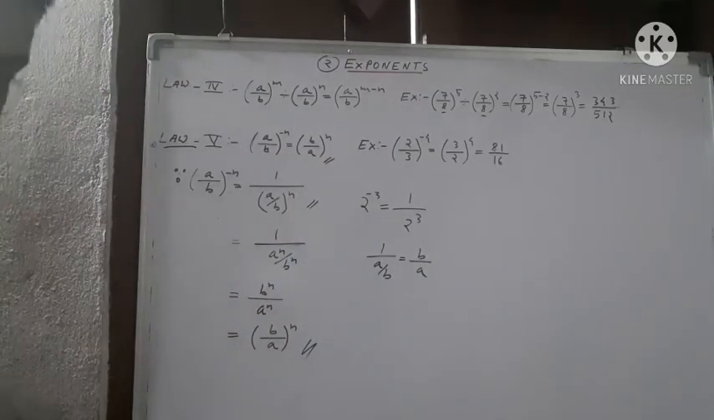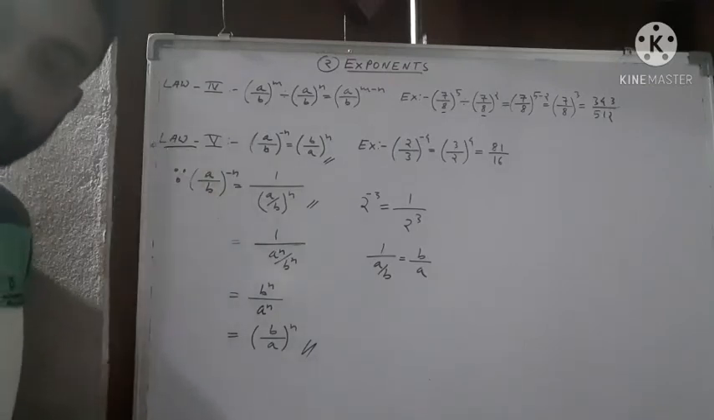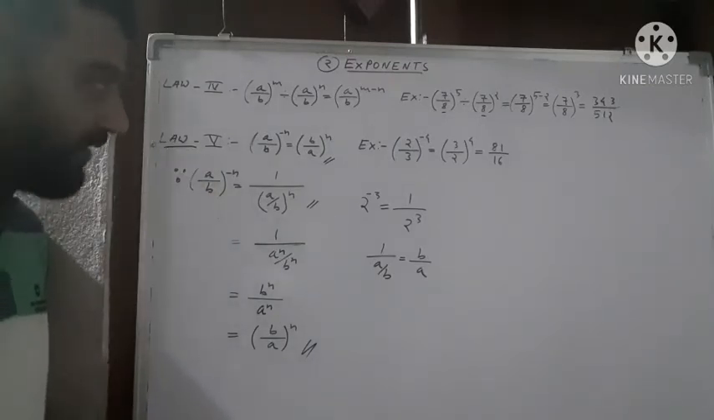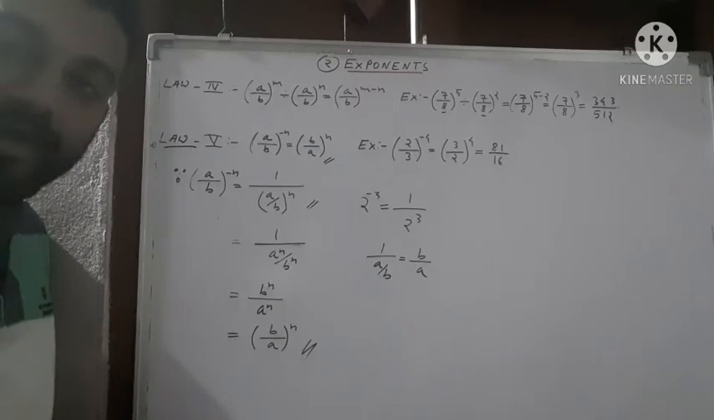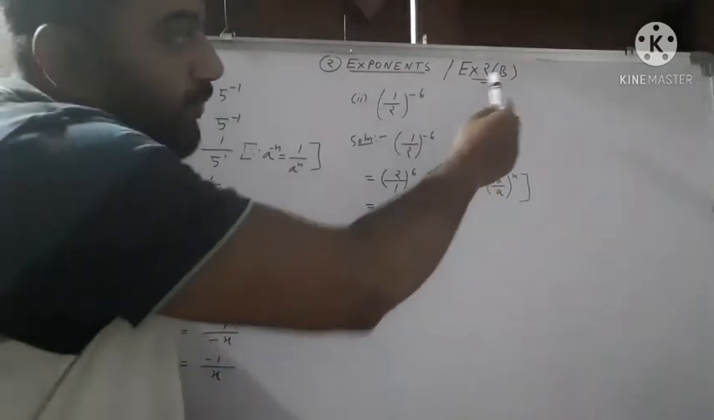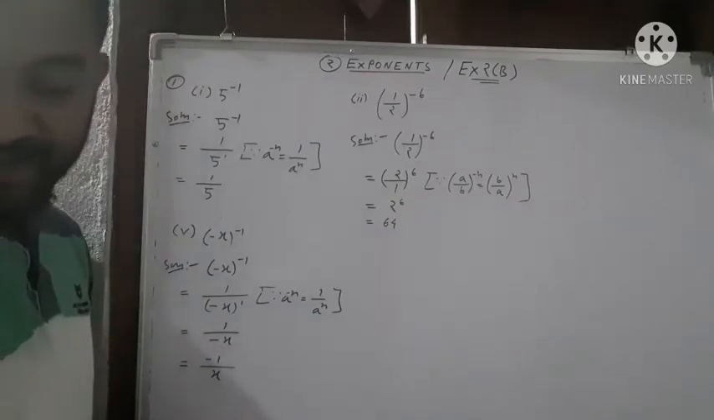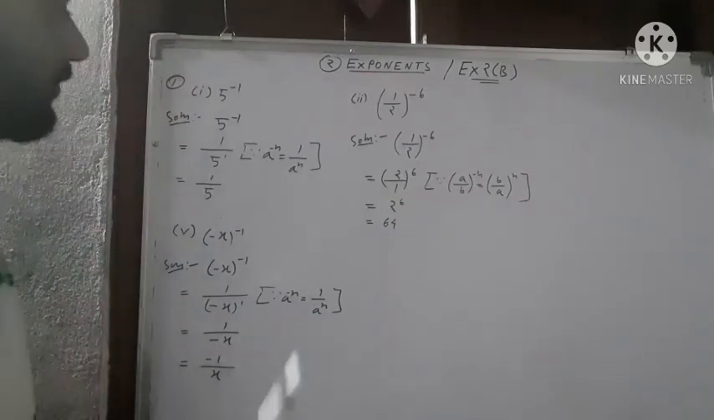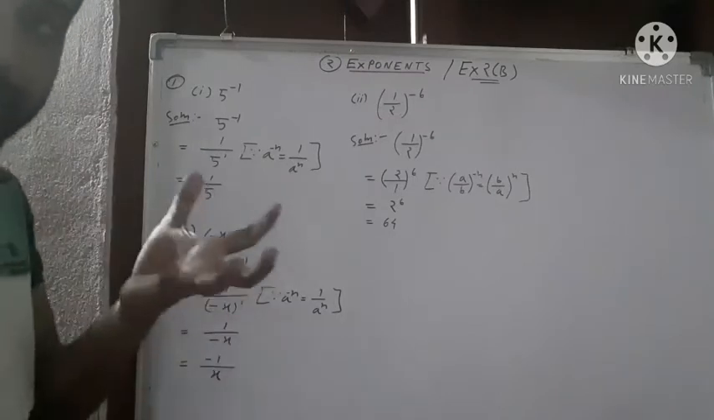Okay, so this is about the two laws, law number 4 and law number 5. So let's move to the exercise, exercise 2b. The first question: express as a rational number.